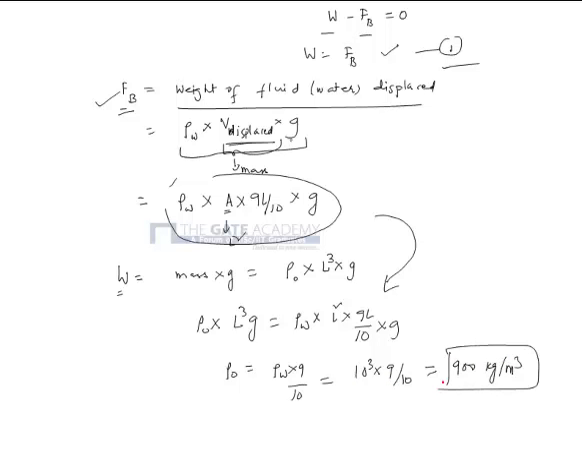Let's see whether we have this in the options or not. 900, option D. Thanks.